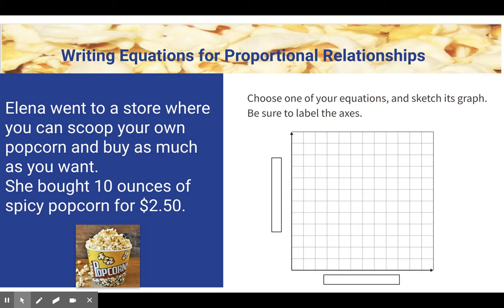So the next part of your elaboration activity, let's keep reading. It says choose one of your equations and sketch its graph and be sure to label the axes. So once again, you guys could have used either equation, and you can take this time to write them down now. C equals 0.25P, or P equals 4C. And we're going to give you guys 2 minutes to graph this in your student companion.